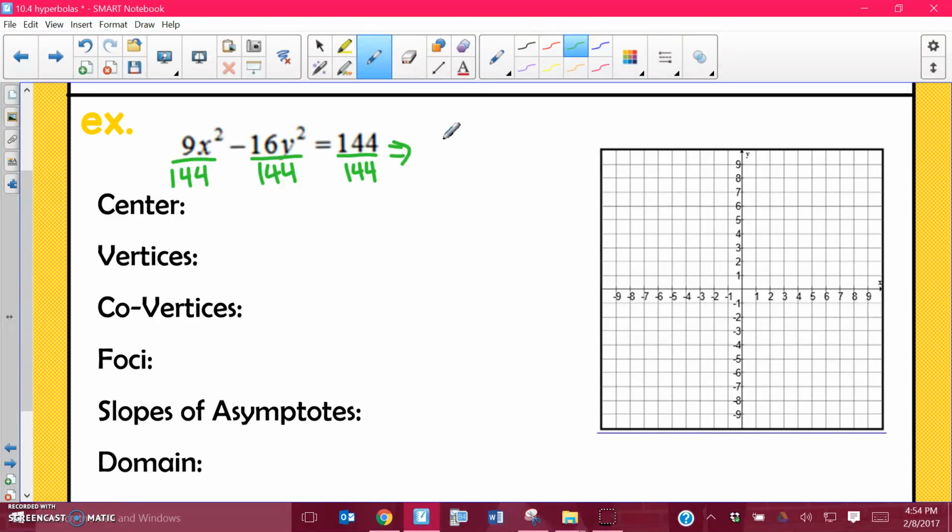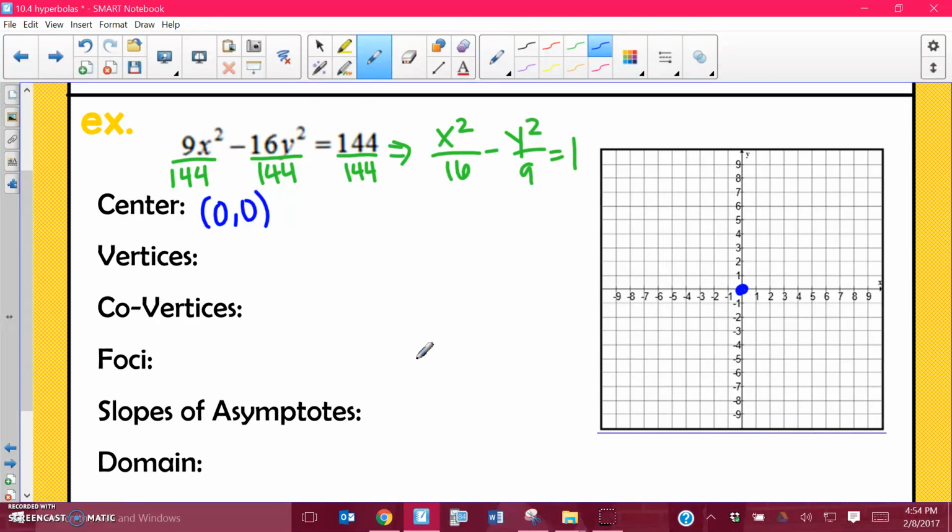Okay, so in standard form, this is x squared over 16 minus y squared over 9, and that equals 1. So now I'm in standard form, now I'm happy. So the first thing I need to do is find the center. So this is nice. There isn't anything with the x and the y, so it's centered at the origin. Okay, so there's my center.